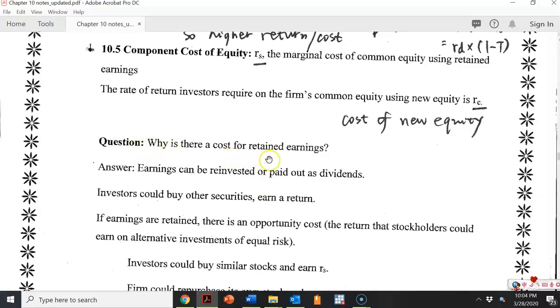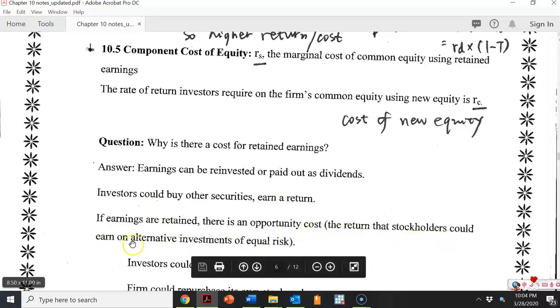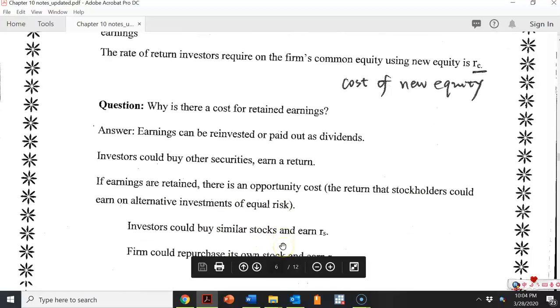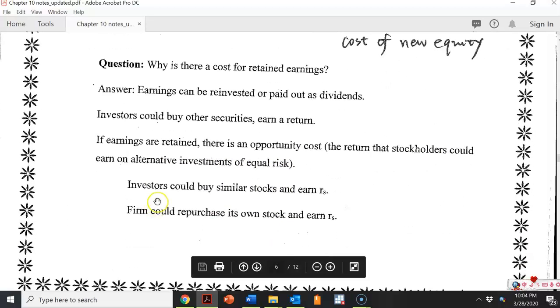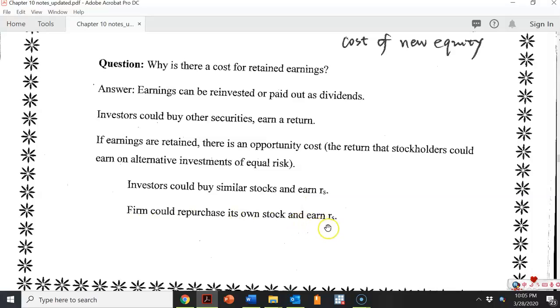Why is there a cost for retained earnings? Answer: earnings can be reinvested or paid out as dividends. Investors could buy other securities or earn a return. If earnings are retained, there is an opportunity cost, the return that stockholders could earn on an alternative investment of equal risk. Investors could buy similar stocks and earn RS. The firm could repurchase its own stock and earn RS.